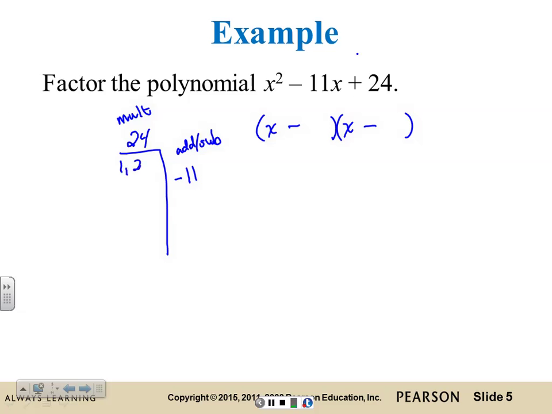So let's list all the factors of 24. So we have 1 and 24, 2 and 12, 3 and 8, 4 and 6, and that's it. But only one set of these numbers will add together to give me 11, and that's going to be the 8 and the 3. So that's going to go here and here.